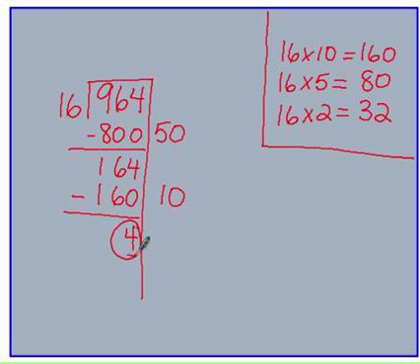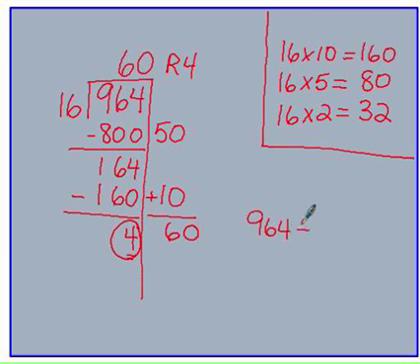4 is smaller than 16. I can't make any more groups of 16. So how many whole groups of 16 did I make? I made 60 groups of 16, and I have 4 left over. I'm going to put my answer right up here, my quotient. 60, remainder 4 is the answer to my problem. 964 divided by 16 equals 60, remainder 4.